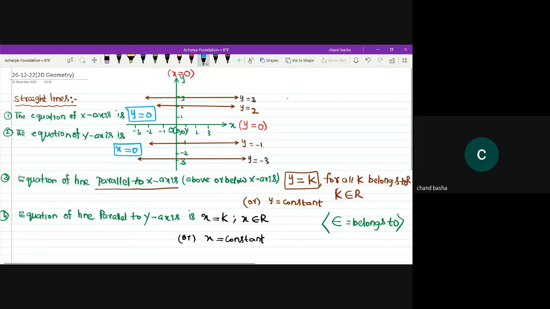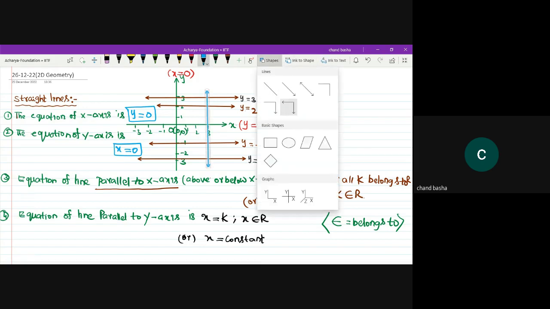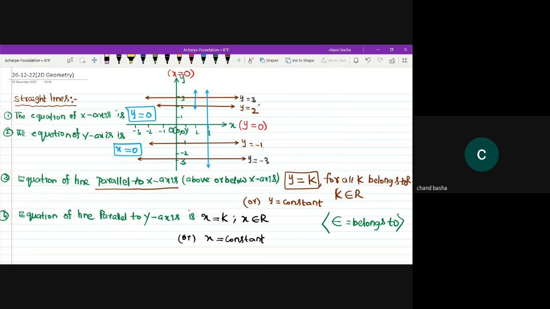I'll try to draw the figure. If you want, we can take a line which is parallel to the y-axis. This is one line I'm taking, and another line which cuts at x is equal to 2. So this line, what can we write? x is equal to 3. And this line, x is equal to 2. Similarly, you can take the left-hand side also. One line I'm going to take is x is equal to -1. Clear?